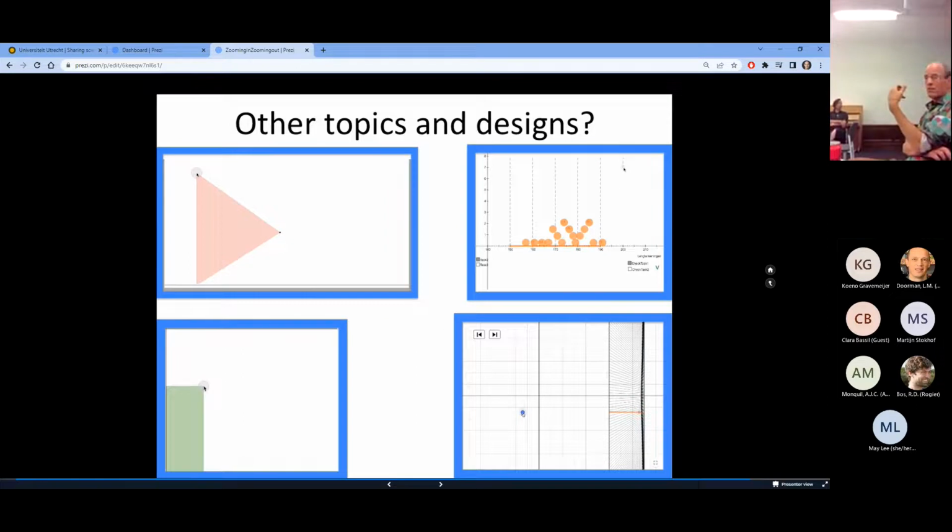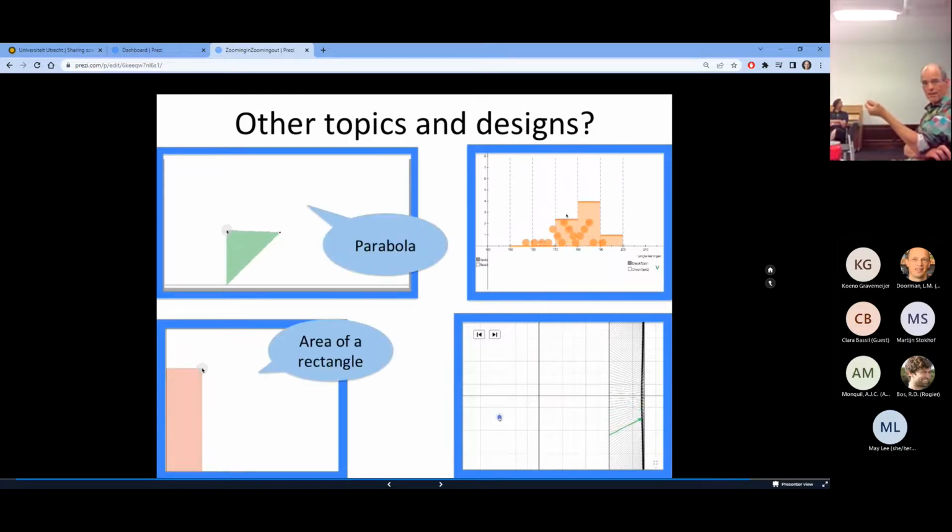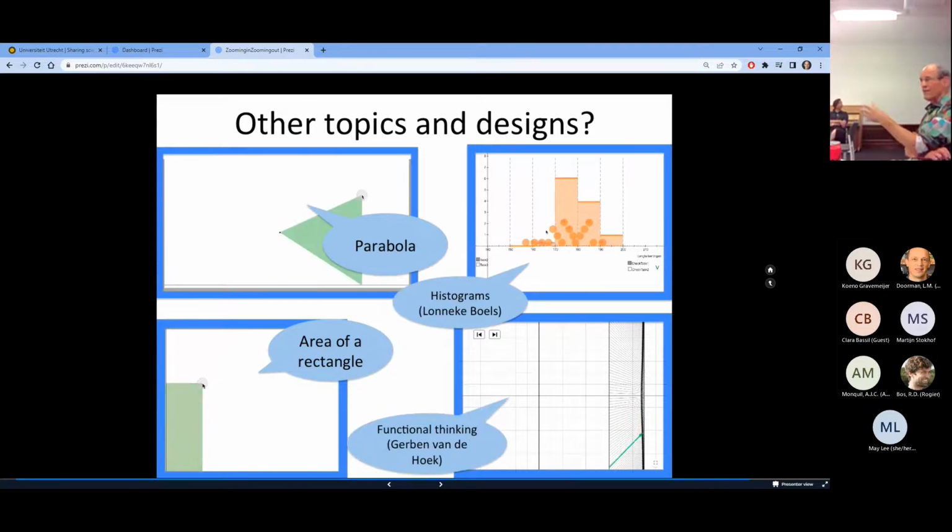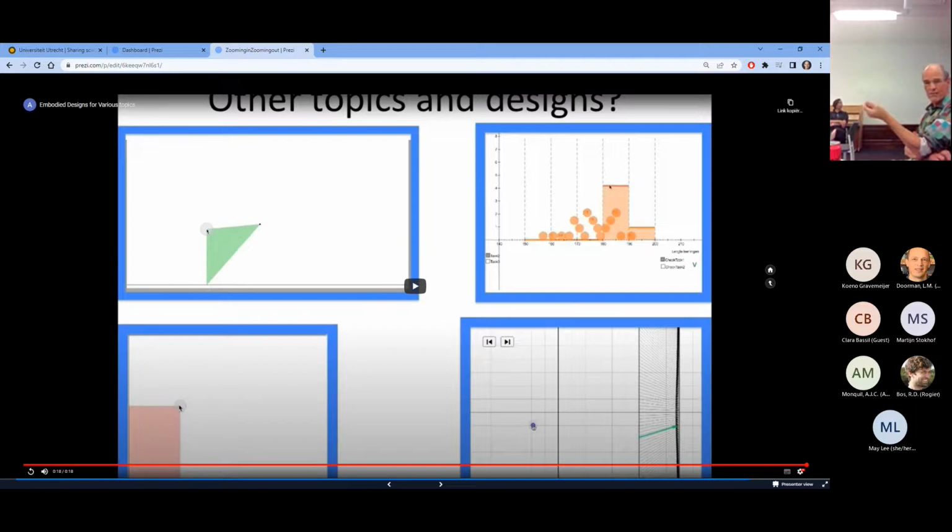The left bottom one is a rectangle which has a fixed area, to keep it green you should move a parabola, also one of Anna's examples. Upper right hand side is one by Lonneke on creating histograms through visual data points. The right bottom one is by Gerben and Zohanna. That is the Fun Think project.